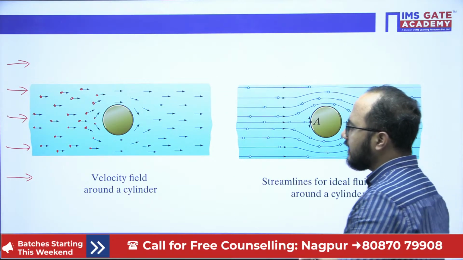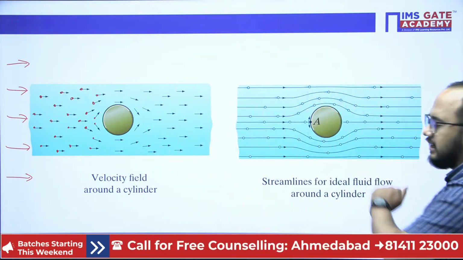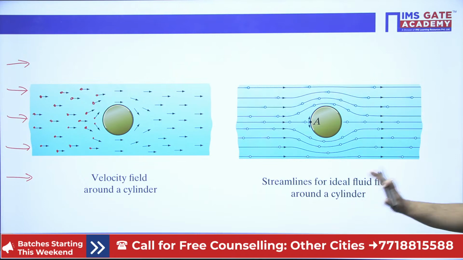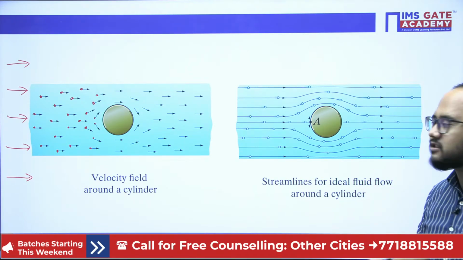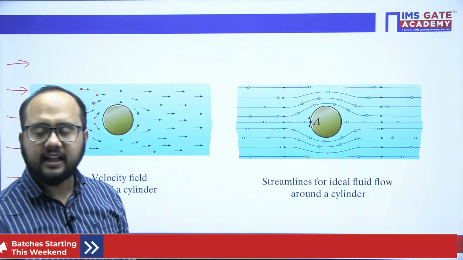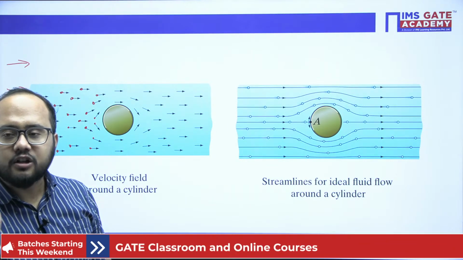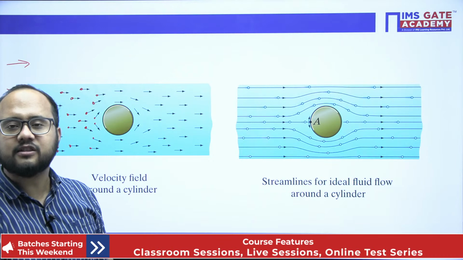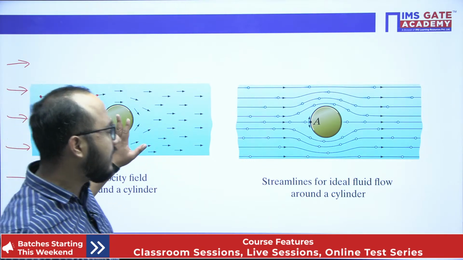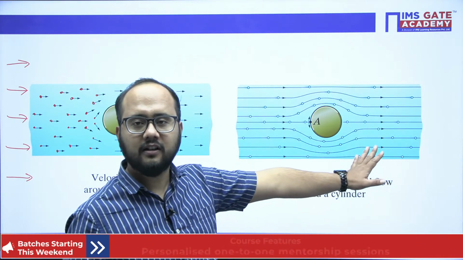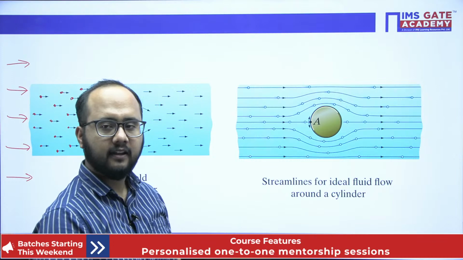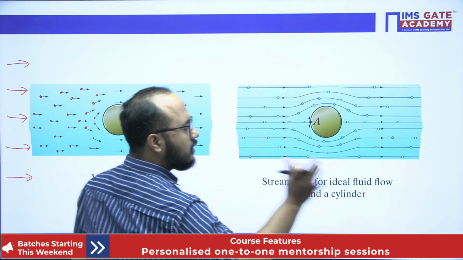Now see this diagram. Streamlines for ideal fluid flow around the cylinder. Now actually why is it called imaginary? You cannot observe the lines practically. That is why it is called imaginary. I hope Pragya's point is clear, that these lines you cannot observe. While actually observing the fluid flow, you cannot see these lines. So these lines you cannot practically observe.